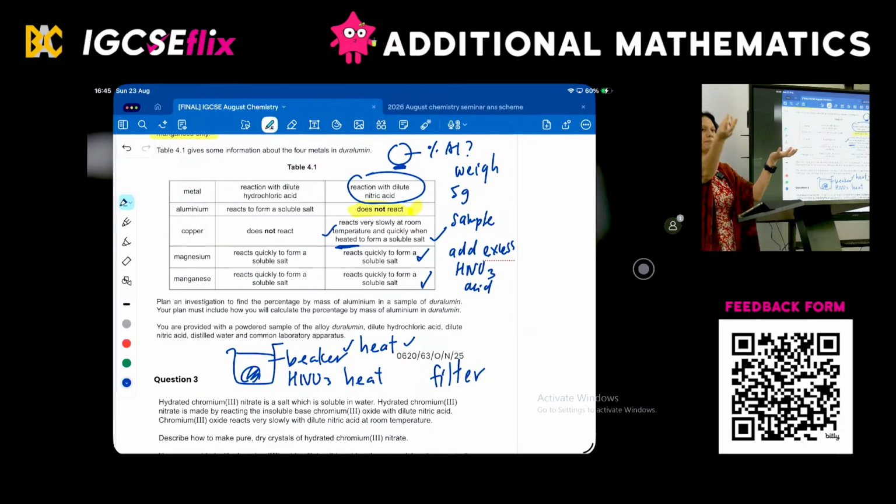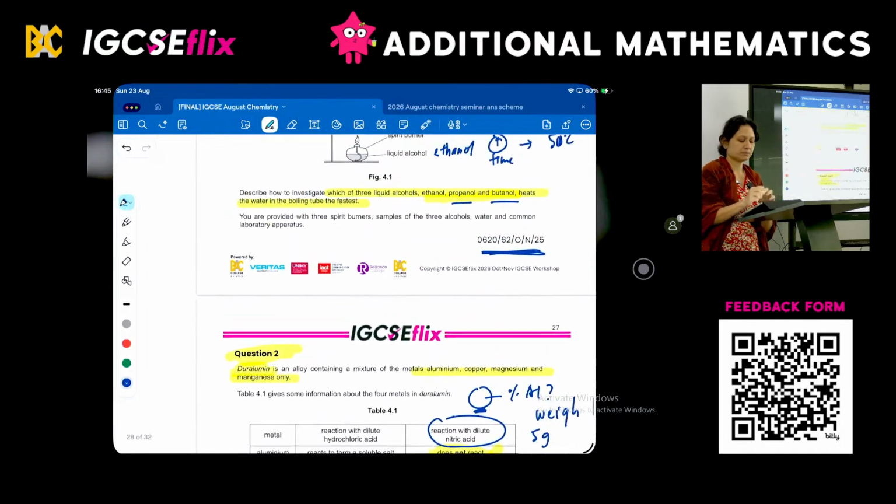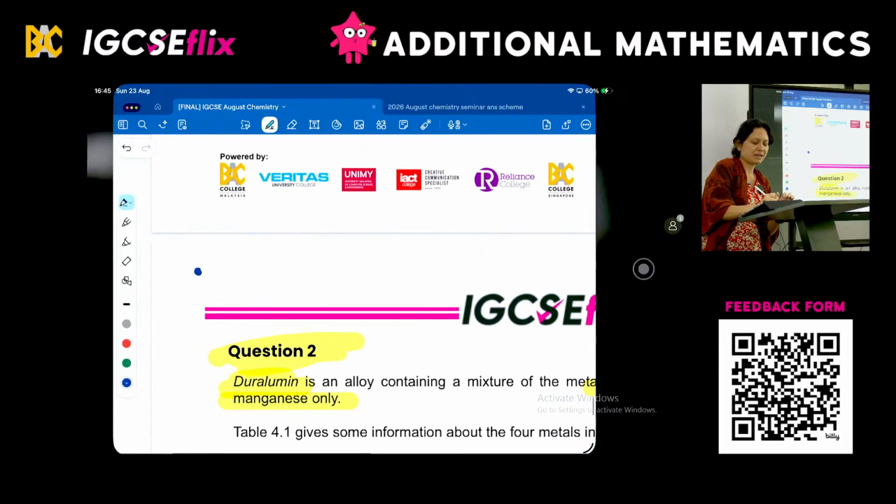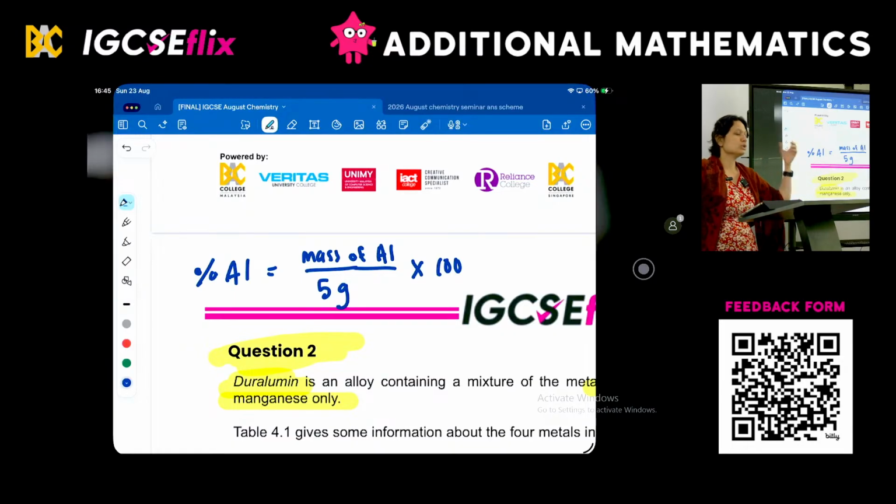5-gram sample of duralumin in a beaker. Add acid in excess. 3 marks ready. Heat it up. 4 marks. Filter. 5 marks. Wash and dry the aluminium, and then how to count. Okay, so your percentage of aluminium is the mass of aluminium over the 5 grams, times 100. That's it. Okay, you originally had 5 grams. You calculate the final aluminium, how much, and then you times 100. Okay?